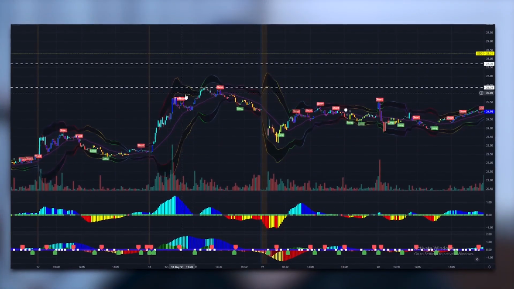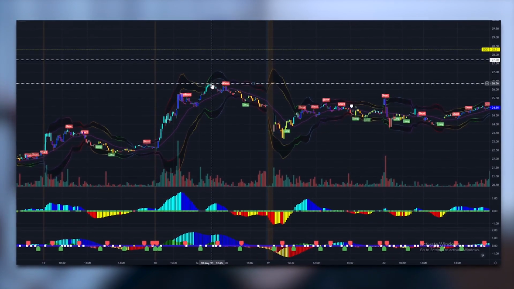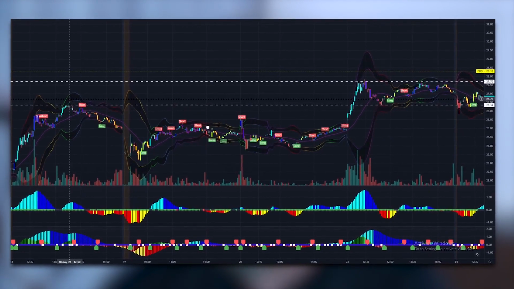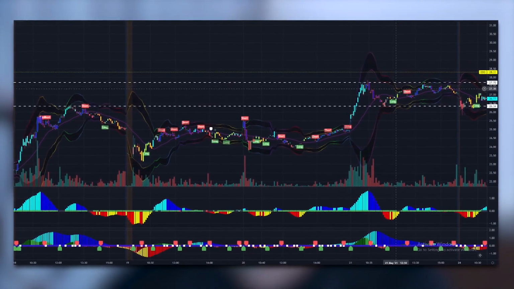So right here in this example, this resistance rejected, but once it broke above, it actually used this exact resistance right here as a support level, just because it's a familiar level, and investors and traders are comfortable with that level, and that's just how trading is.